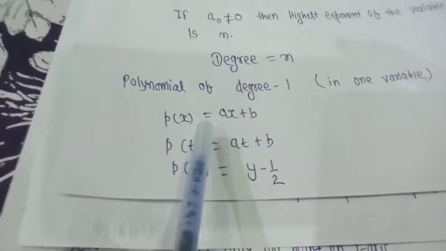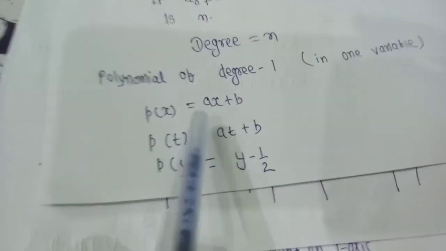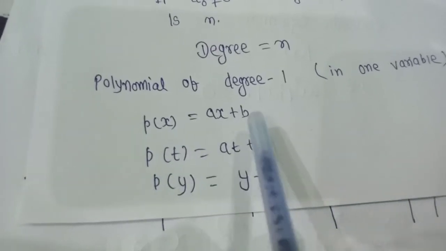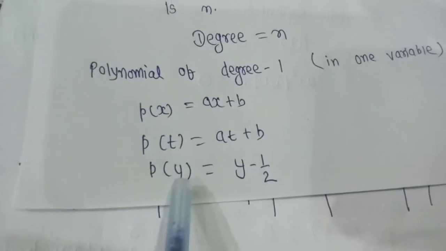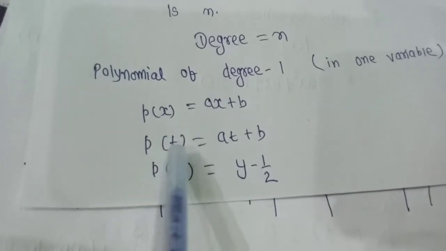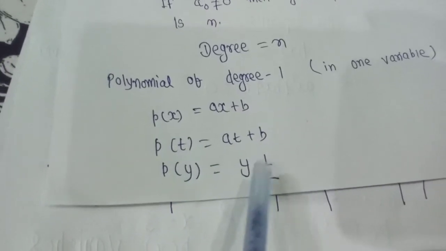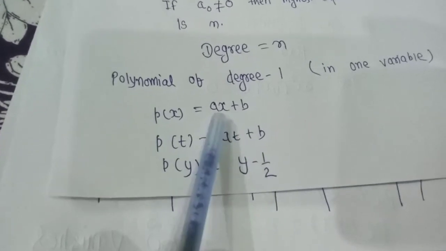A polynomial of degree 1 in one variable is of the form: polynomial in x is ax plus b, polynomial in t is at plus b, polynomial in y is y minus half. This is the polynomial of degree 1 in one variable.